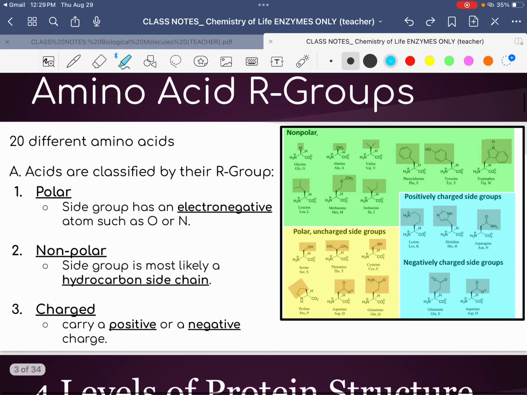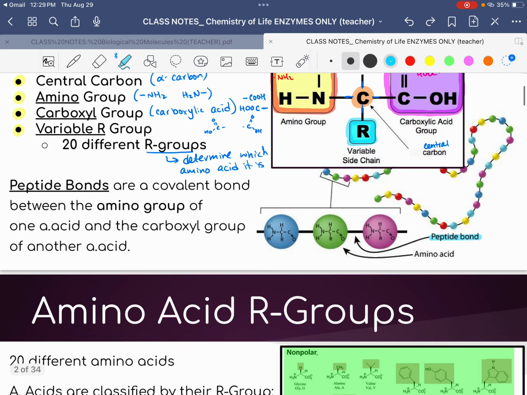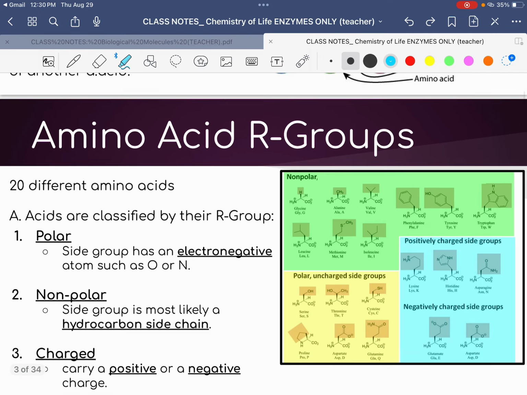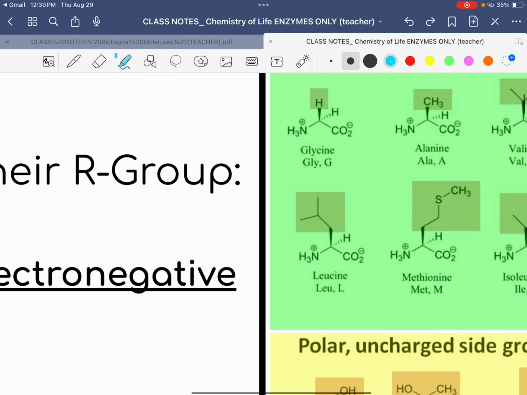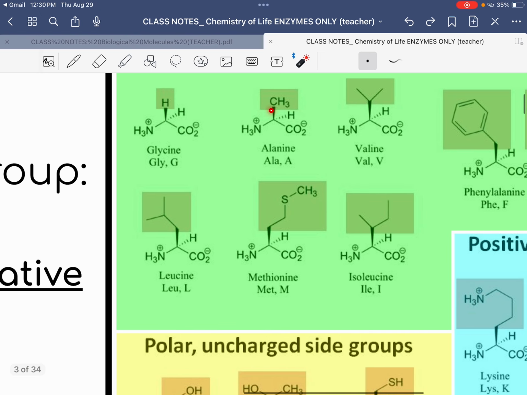All right, so there are 20 different types of amino acids, and that represents how many different R groups there are. So if there's 20 different amino acids, that means they each have a different R group. They can be really, really simple, like sometimes the R group is just a hydrogen, or it's just a CH3, a methyl group. This one here is getting a little more complicated. It's got some branches on it.